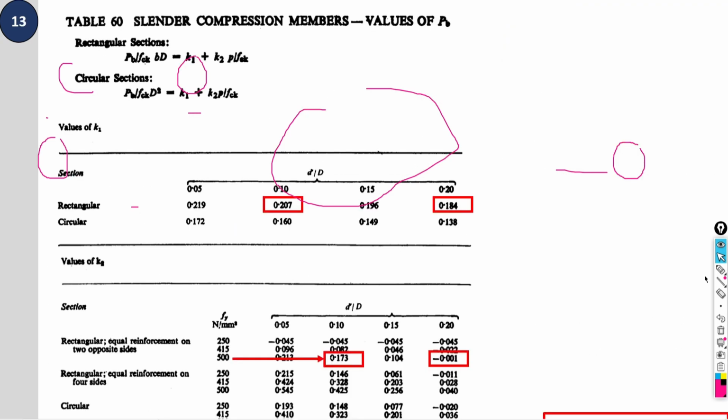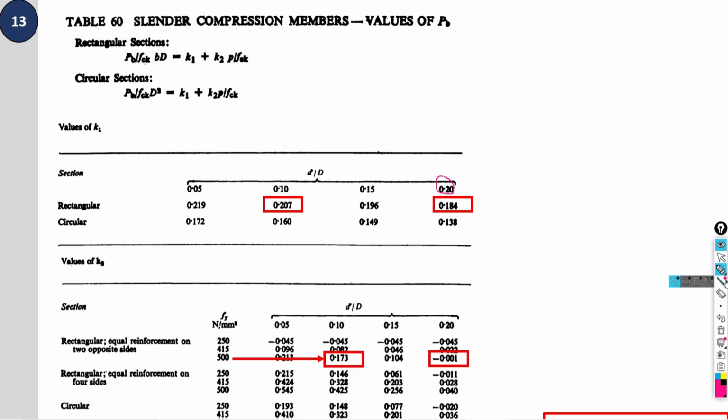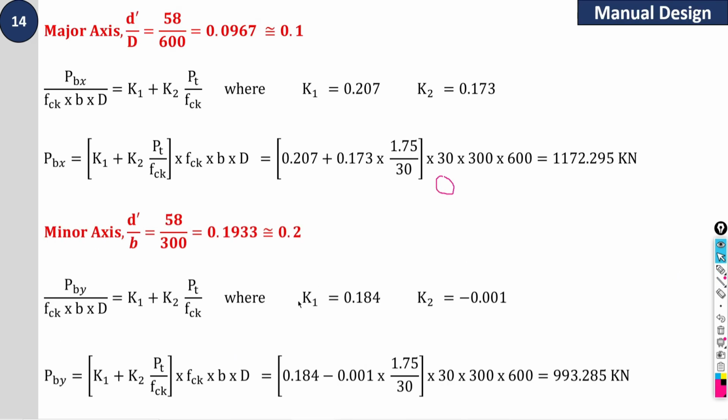See here, value is what? 0.2 d dash by d. So value is what? K1 is 0.184 and K2 is going to become minus 0.001. So I am going to consider these values as K1 0.184 and K2 0.001 with minus sign. Rearranging this equation for Pb_y, here it is positive, so K2 is actually minus, that's why it is going to become minus. After doing all this calculation, we are getting the value of Pb_y, about the minor axis, as 993.285.